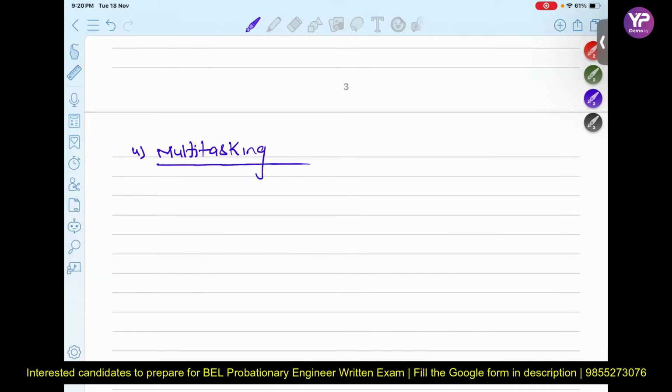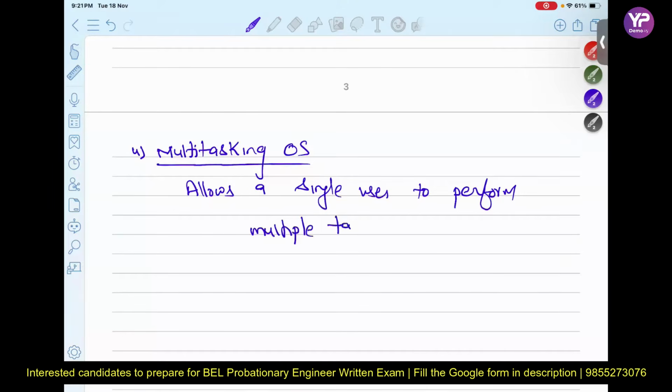The multitasking operating system. So in this, it allows a single user to perform multiple tasks simultaneously.